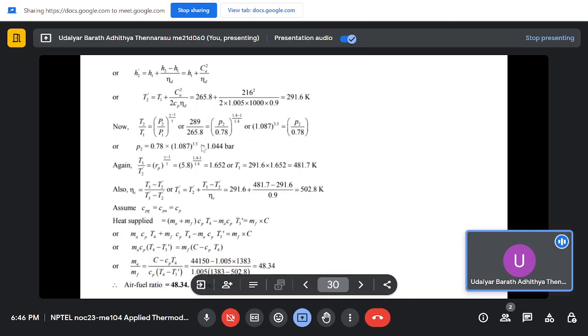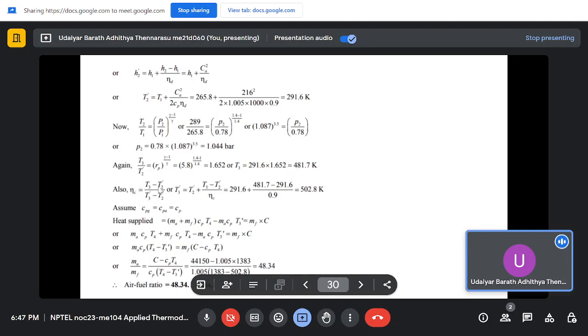So next is across the compressor. We know the pressure ratio, which is 5.8. The compressor will also have a reversible adiabatic process, so we can find out the state 3 temperature. We can straight away use T3 by T2 equals P3 by P2, which is the compressor pressure ratio, raised to power gamma minus 1 by gamma. Substituting the values, we find T3 as 481.7 Kelvin. Now the compressor is not ideal, so it has an efficiency of 0.9.